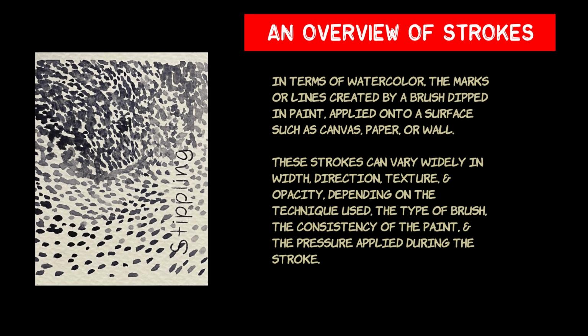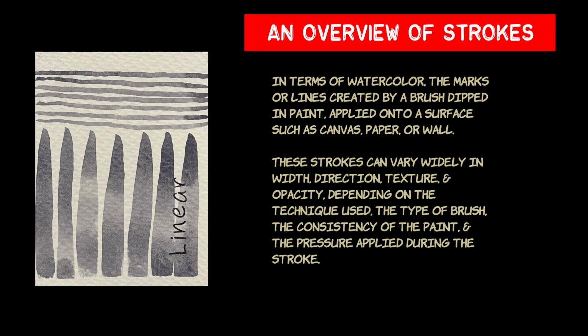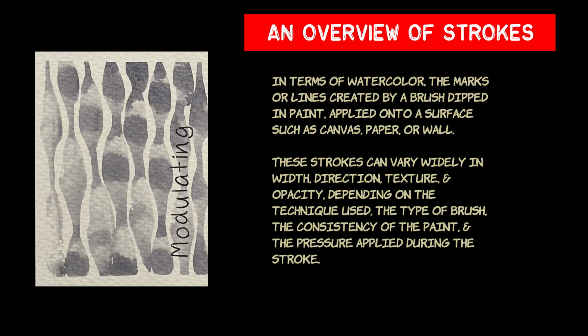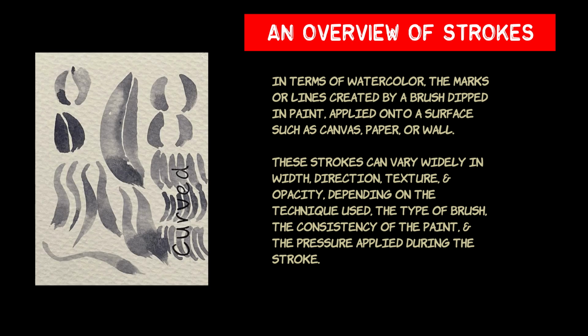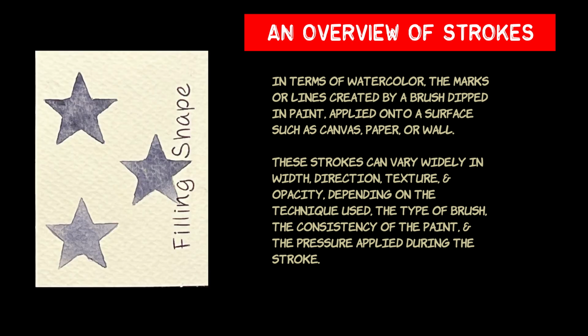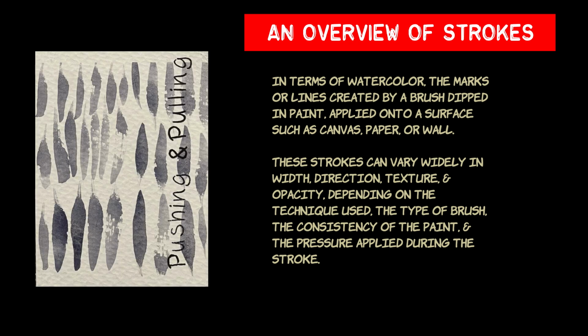In terms of watercolor, brush strokes are the marks or lines created by a brush dipped in paint, applied onto a surface such as canvas, paper, or wall. These strokes can vary widely in width, direction, texture, and opacity, depending on the technique used, the type of brush, the consistency of the paint, and the pressure applied during the stroke.